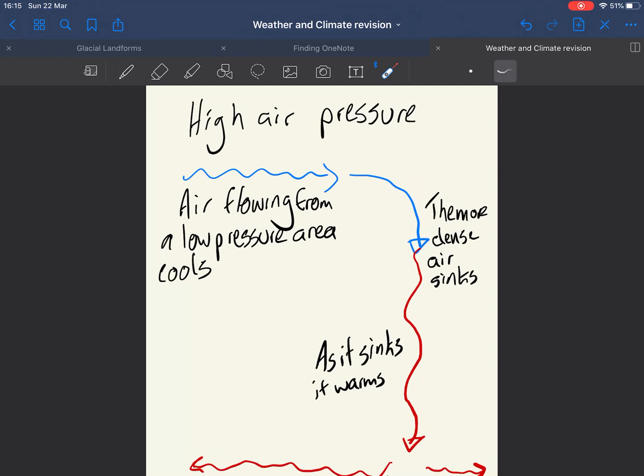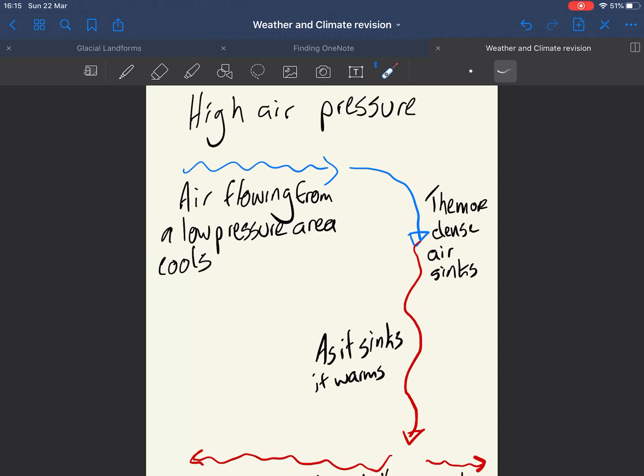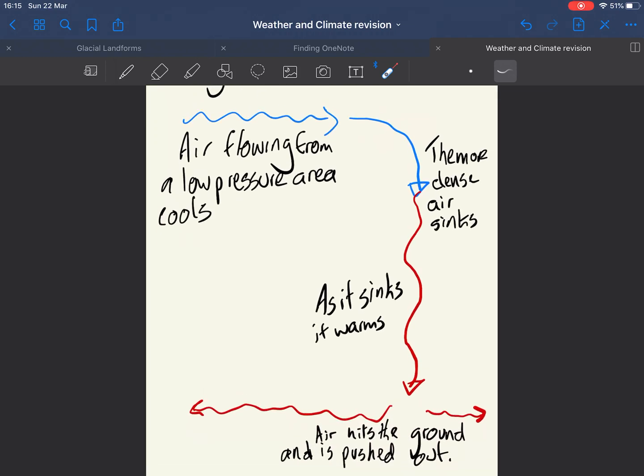So this one is more about high air pressure and the weather that we get associated with that. So we can see that the air has been flowing out from our area of low pressure. Now when that happens, eventually that air is going to start to descend because it's cooler air, which means it's increasing in density. So it's more dense, so it starts to descend. And when it descends, that cold air starts to warm up.